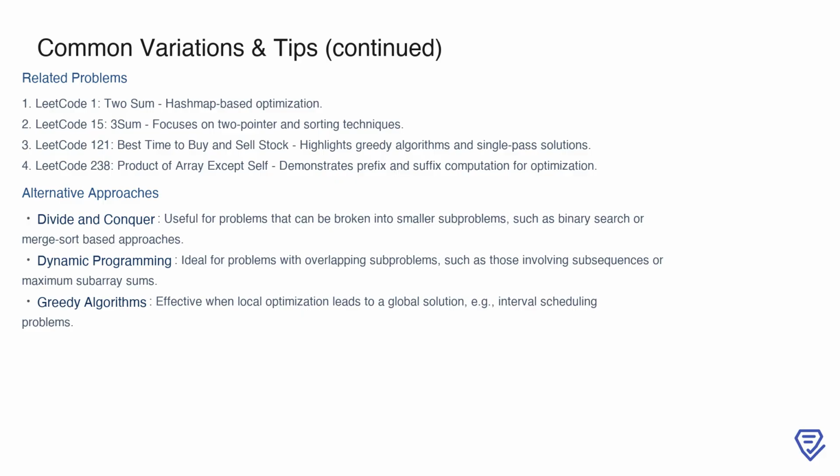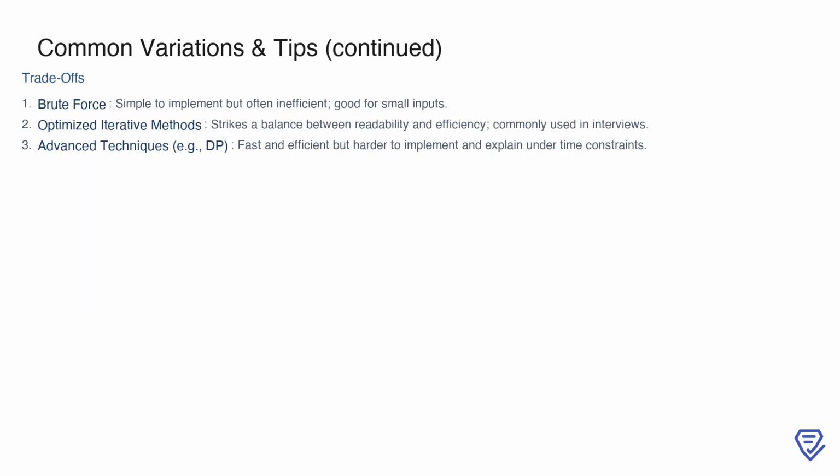In terms of alternative approaches, divide and conquer is powerful for breaking problems into smaller subproblems, as seen in binary search or merge sort. Dynamic programming is ideal for tackling problems with overlapping subproblems, like those involving subsequences or maximum subarrays. Finally, greedy algorithms work well when making local optimizations leads to a globally optimal solution, such as in interval scheduling problems. When choosing an approach, it's important to weigh the trade-offs.